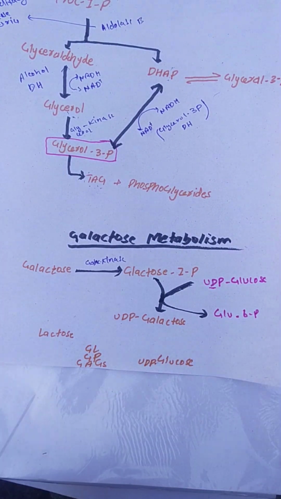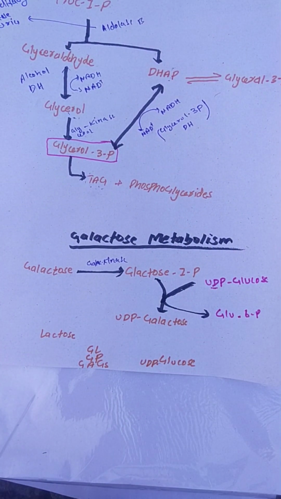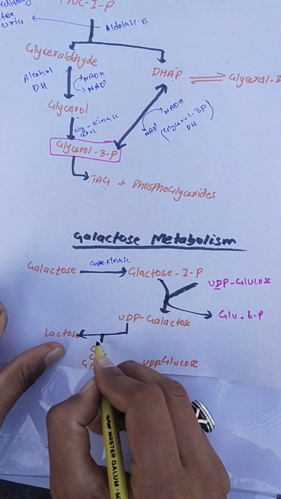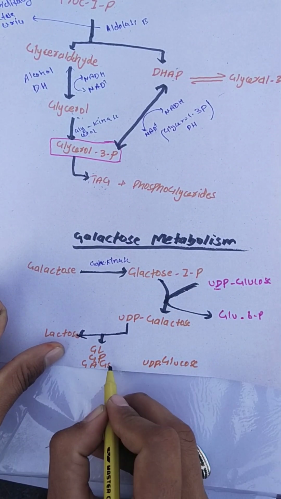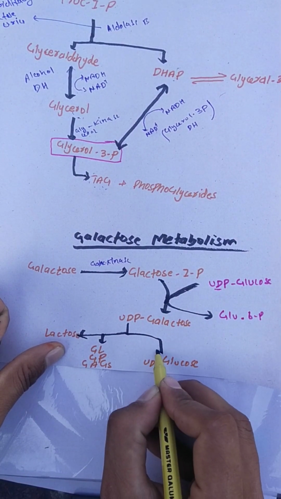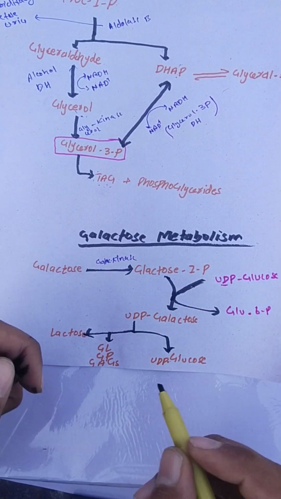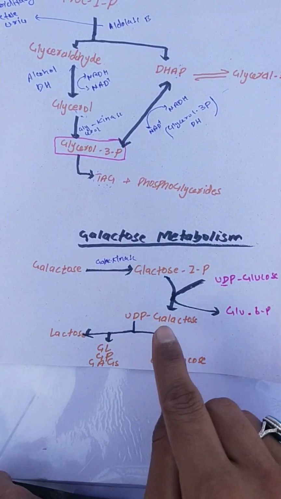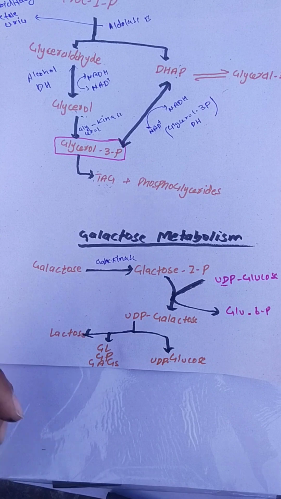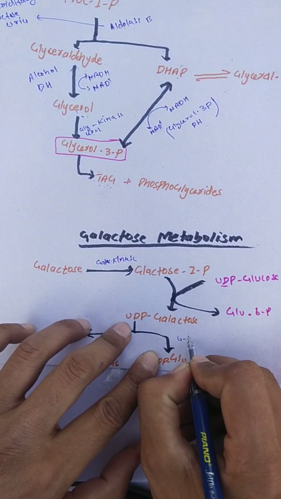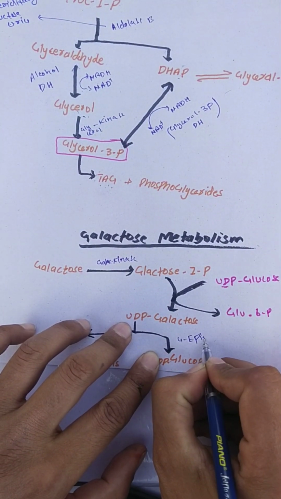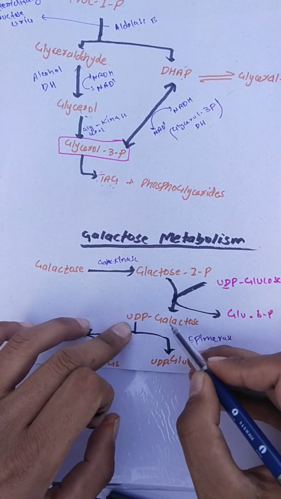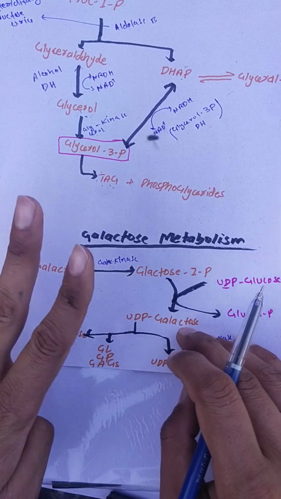Okay, so when we have UDP-galactose, it can be converted into lactose. It can be converted into glycolipids, glycoproteins and GAGs, and it can be converted into UDP-glucose. How is UDP-galactose converted to UDP-glucose? We know glucose and galactose are epimers, so we use the enzyme 4-epimerase. You can write simply epimerase, but you should know that glucose and galactose are epimers at carbon 4.